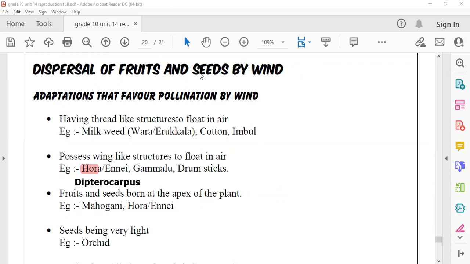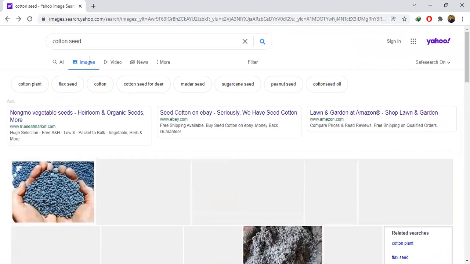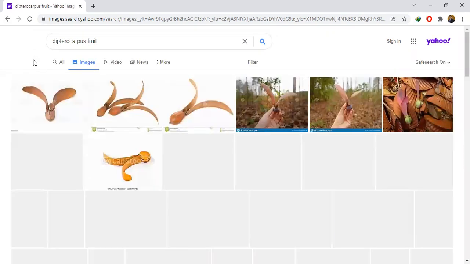So let's go for the dipterocarpus seed. In the case of dipterocarpus seeds, diptero means two wings. Di says two, tero says wing. Dipterocarpus means two wing fruit. So we are searching for the fruit there. It's not the seed we are searching for.